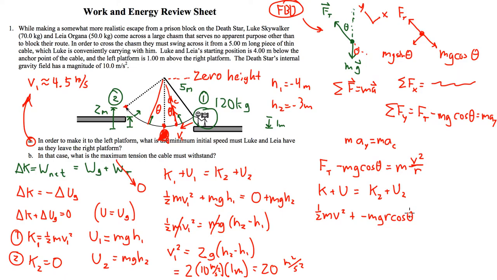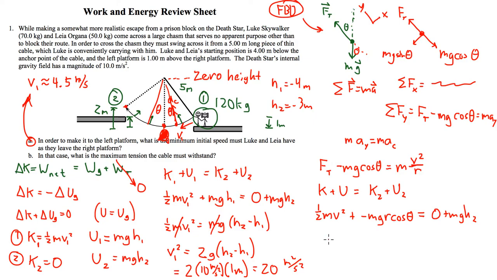I feel like I'm making this problem harder than it has to be. But anyway, at the end, at point 2, we have 0 kinetic energy, and we have negative mg. Well, let's see, I said h2 is 3 meters, so actually I should say 0 plus mg h2.